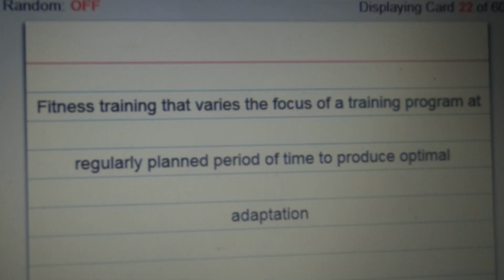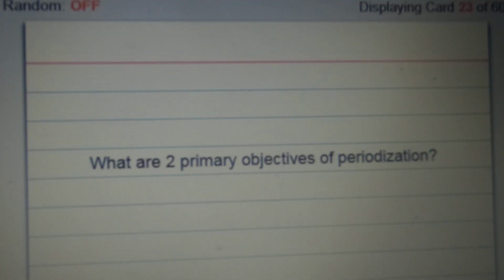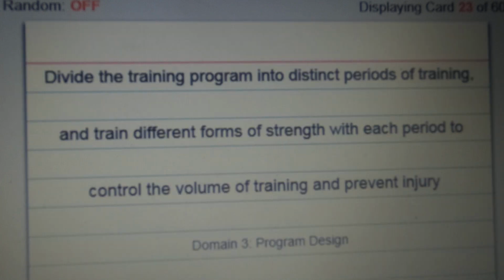Fitness training that varies the focus of a training program at regularly planned period of time to produce optimal adaptation. Periodization. What are 2 primary objectives of periodization? Divide the training program into distinct periods of training and train different forms of strength with each period to control the volume of training and prevent injury.